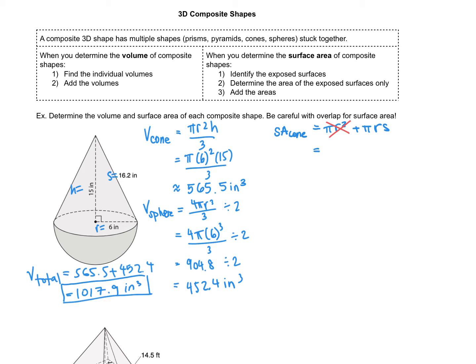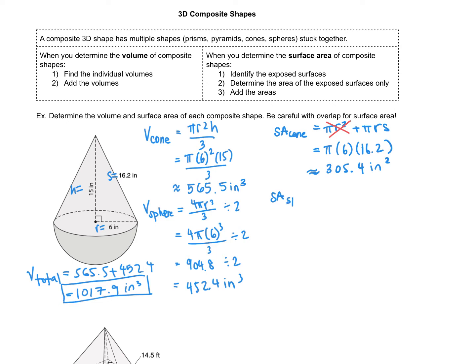So we have to be selective here. You can't just find the full surface area. So we have pi, the radius is 6, and the slant is 16.2. And when we multiply those, we get approximately 305.4 inches squared, because it's surface area.